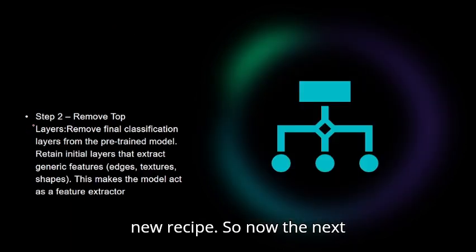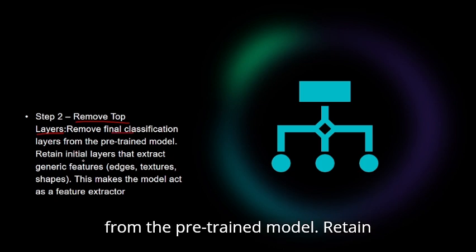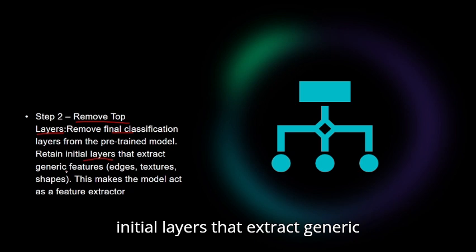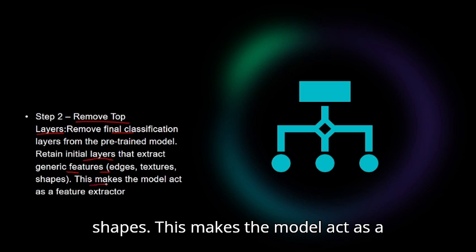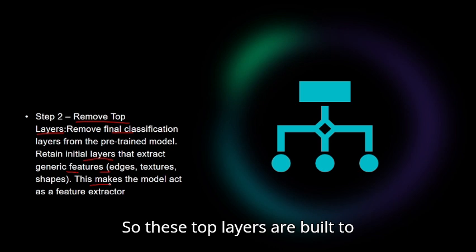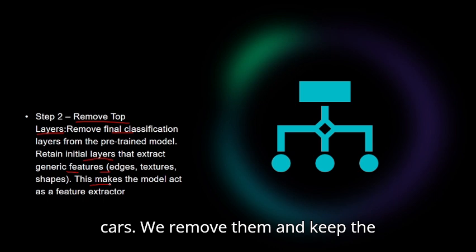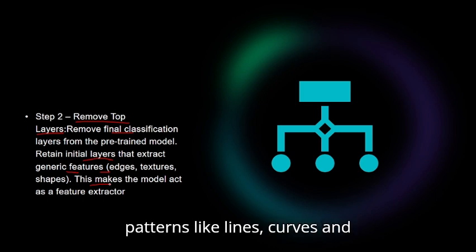So now the next step is remove the top layers. Remove final classification layers from the pre-trained model. Retain initial layers that extract generic features like edges, textures, shapes. This makes the model act as a feature extractor. These top layers are built to recognize specific things like dogs or cars. We remove them and keep the early layers that recognize basic patterns like lines, curves, and colors.